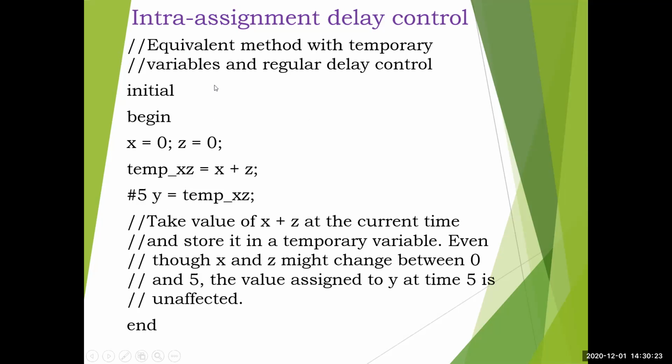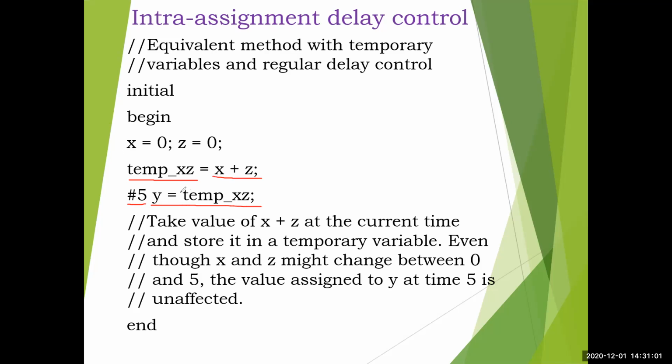So the same method, if we use regular delay, what will happen? There is a temporary variable concept that will come into the picture. Okay, so the same example we'll try to show you with an equivalent method with temporary variables and regular delay control. This is to give you the difference between the two types. Okay, initial begin x equal to 0, z equal to 0. We need to use a temporary variable, temp_xz we have used, where it will do the x plus z, and then you can use the regular delay. So this is the regular delay. Regular delay means it will delay the complete statement by 5 time units.